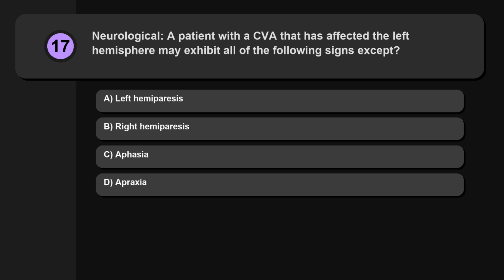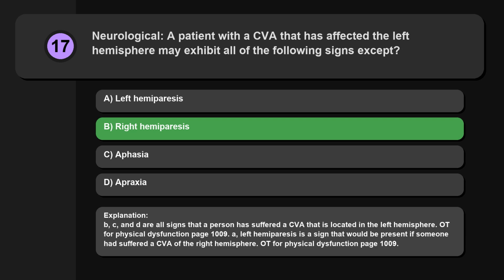Question 17. Neurological. A patient with a CVA that has affected the left hemisphere may exhibit all of the following signs except: Option A, left hemiparesis. Option B, right hemiparesis. Option C, aphasia. Option D, apraxia. The correct answer is option A, left hemiparesis. B, C, and D are all signs that a person has suffered a CVA that is located in the left hemisphere. OT for physical dysfunction, page 1009. A. Left hemiparesis is a sign that would be present if someone had suffered a CVA of the right hemisphere. OT for physical dysfunction, page 1009.